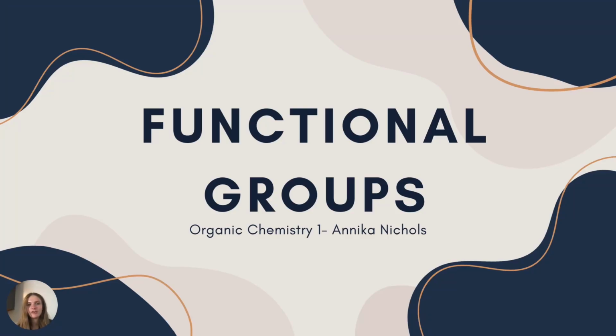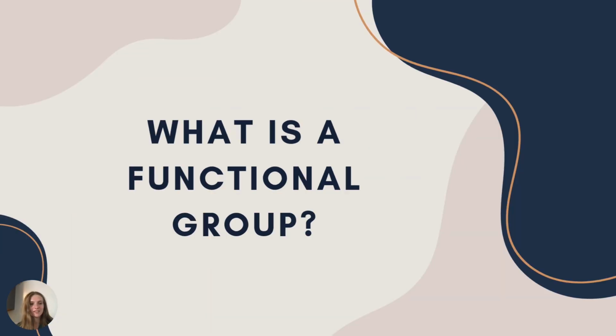Today we're going to be going over functional groups. We're going to start with some of the basics and then we're going to work on identifying and naming functional groups. And then towards the end, we'll go over properties of functional groups. Okay, so let's first talk about what is a functional group. So, a functional group is a specific group of atoms that gives a molecule its characteristic chemical properties and reactions.